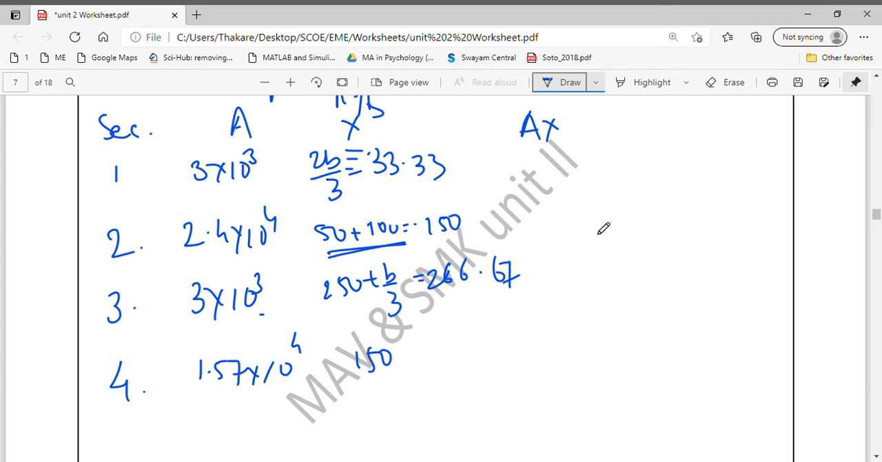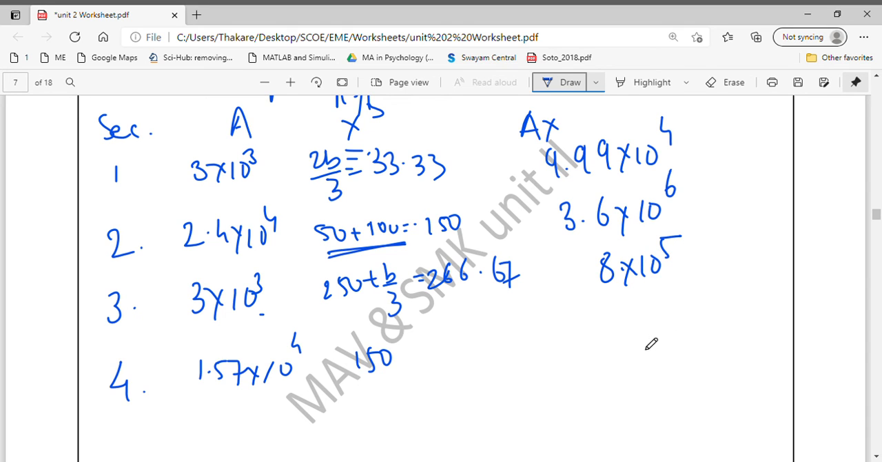Area into x का वैल्यूज आता है आपका 9.99 into 10 to the power 4 for section 1, 3.6 into 10 to the power 6 for section 2, 8 into 10 to the power 5 for section 3, and 2.3 into 10 to the power 6 for section 4.